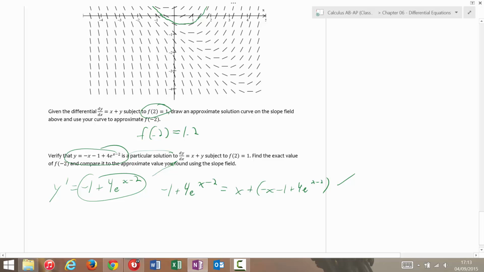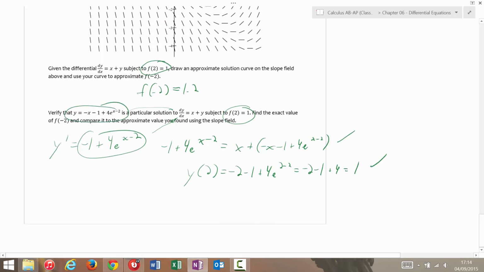Then it says subject to f of 2 is equal to 1, so I actually want to check that y of 2 is equal to 1. So y of 2 is negative 2 minus 1 plus 4e to the 2 minus 2. That's negative 2 minus 1 plus 4, and that is equal to 1. So check. So those were the two checks from before.